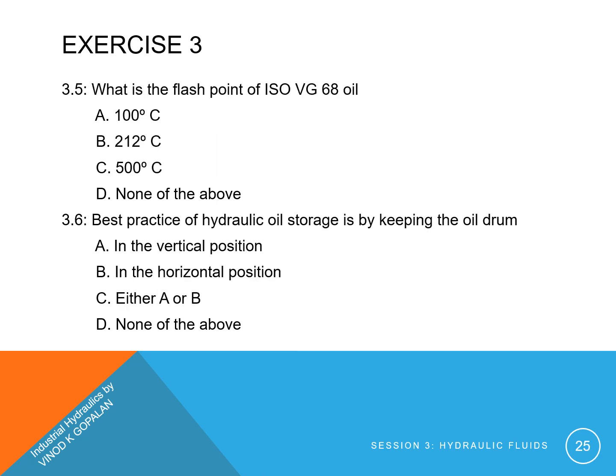Question number 5. What is the flash point of ISO VG68 oil? A. 100 degrees Celsius. B. 212 degrees Celsius. C. 500 degrees Celsius. And D. None of the above. Question number 6. Best practice of hydraulic oil storage is by keeping the oil drum A. In the vertical position. B. In the horizontal position. C. Either A or B. And D. None of the above.